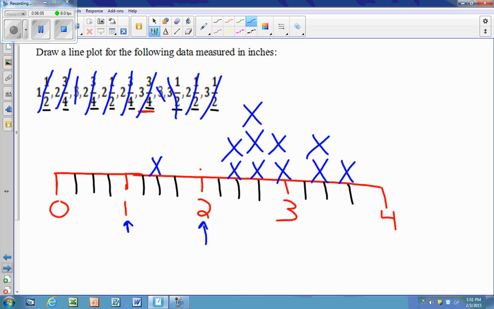And now I have my line plot all set up and I can answer questions on my line plot. And that is Lesson 1 for Module 4, line plots.